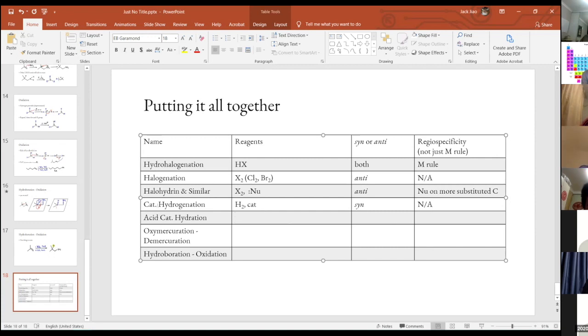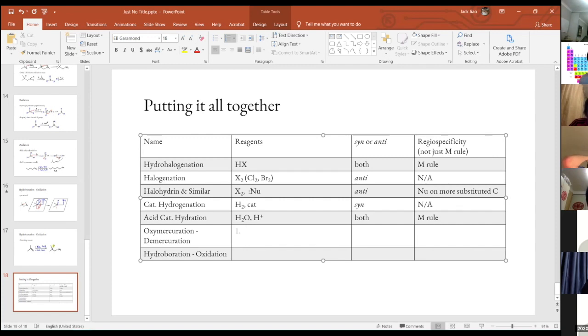Okay, so now it's an acid catalyst. So just acid and water, like protons and water. And the alcohol goes to the most substituted carbon.